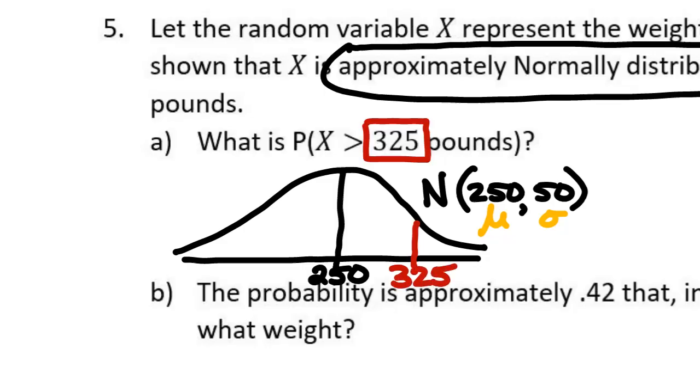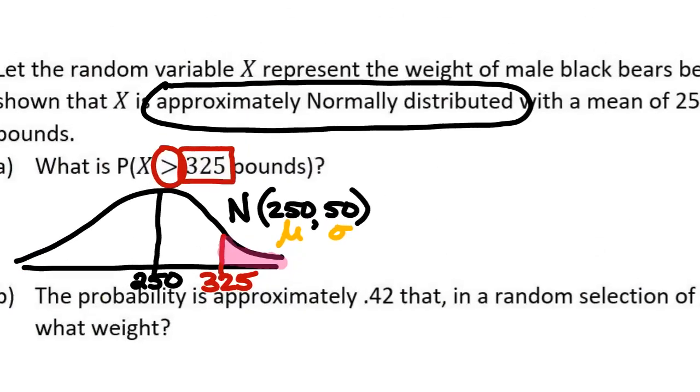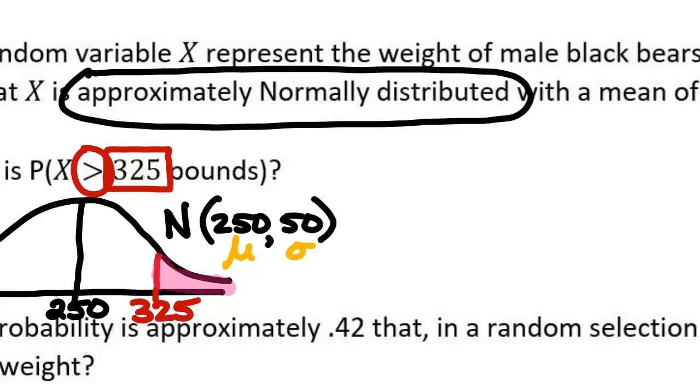325. And which way do I shade this guy? Shade it to the right because it's a greater than. We shade to the right because it is a greater than. All right, so I have my beautiful, lovely picture. How do I actually calculate this probability?